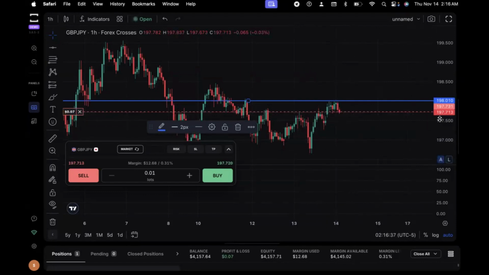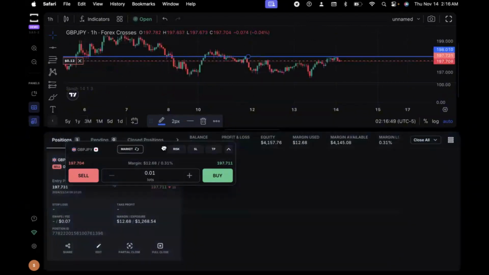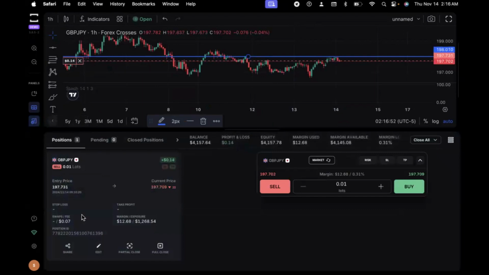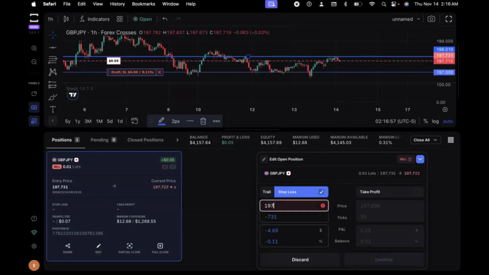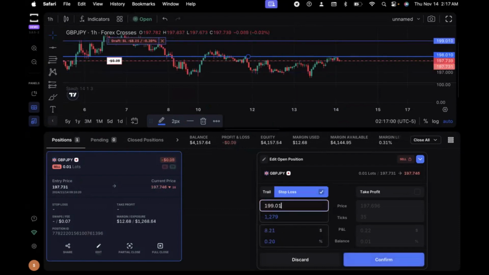The market is currently at 197.71, which is about 30 pips down. So let's just say that's going to be our stop loss. So I'm going to go down and modify the open trade that we already have by opening the trade panel. I'm going to click edit and I'm going to set my stop loss at 198.01, because I can see that that was the last area of resistance. Now, we can see that if this trade were to hit my stop loss, we would lose $1.79, because we only risk 10 cents in the trade.